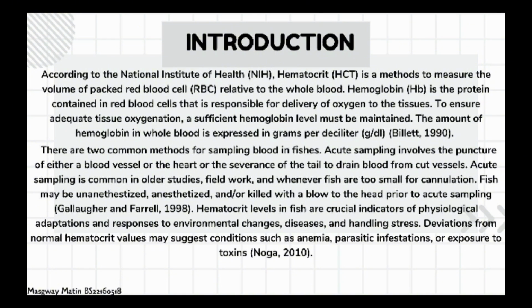Hematocrit levels in fish are a crucial indicator of physiological adaptation and response to environmental changes, diseases, and handling stress. Deviations from normal hematocrit values may suggest conditions such as anemia, parasitic infestation, or exposure to toxins, according to Nogat 2010. Thus, calculation of hematocrit in fish is useful in checking for conditions such as anemia, parasitic infestation, or exposure to toxins in fish.